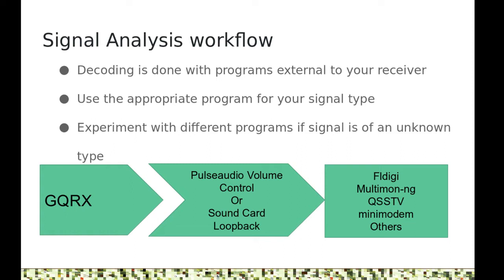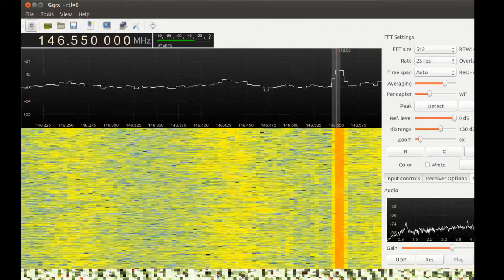So there's a line there that says that all the decoding is done with a program external from your receiver. However, GQRX does have one built-in decoder, and it can decode 1200 BPS signals, like APRS. So let me bring that up.